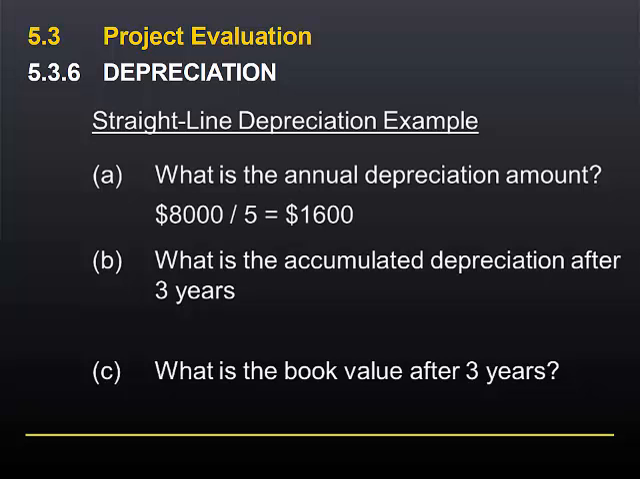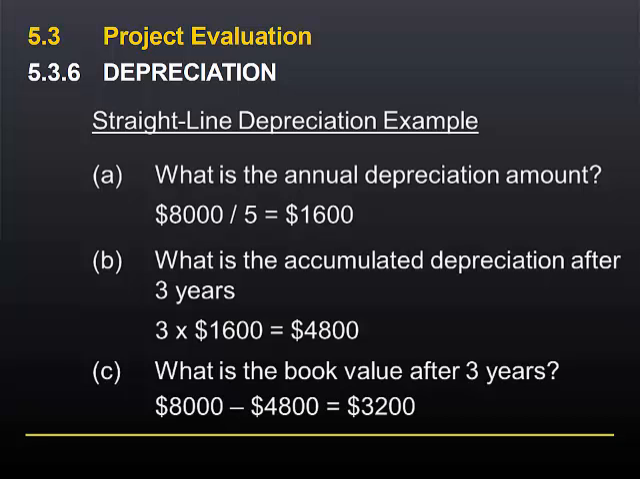The annual depreciation amount is the cost of the asset, $8,000, divided by its working life, 5 years. So we'll claim $1,600 a year as depreciation. The accumulated depreciation after 3 years is just 3 times $1,600, or $4,800. And the book value after 3 years is the initial cost, $8,000, minus the accumulated depreciation at that point, which gives us a book value of $3,200.